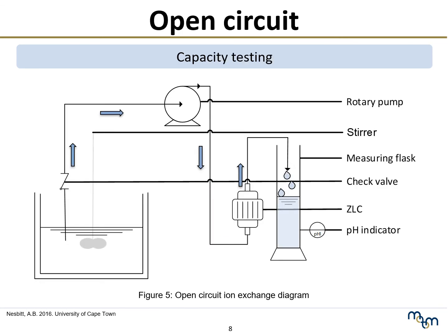There are three main tests that are conducted, namely capacity, kinetics, and equilibrium testing. Capacity testing is first conducted in an open circuit in order to determine the capacity of the resin in equivalents per liter, where equivalents per liter refers to the molar quantity of monovalent ions absorbed per unit volume. In this type of testing, an excess amount of electrolyte is passed through the ZLC. The anionic atoms are absorbed onto the resin, and any ions present on the resin are then desorbed and collected in the effluent before being sent for analysis.